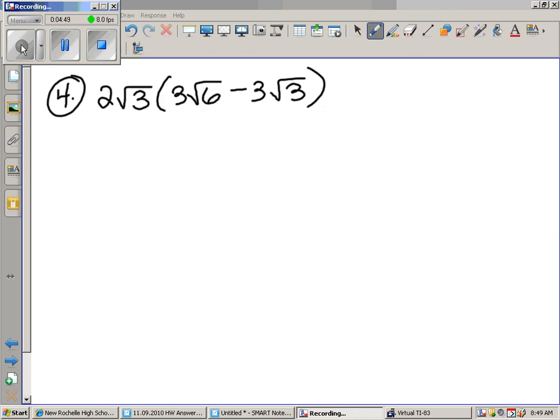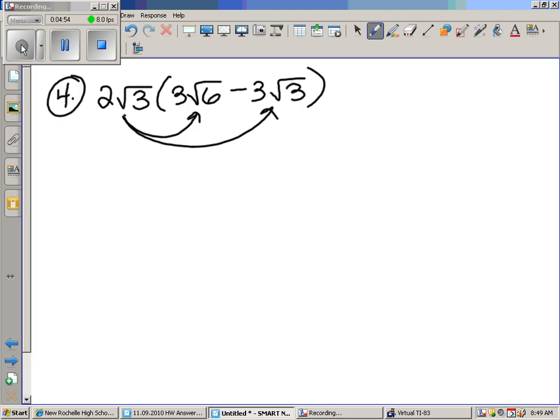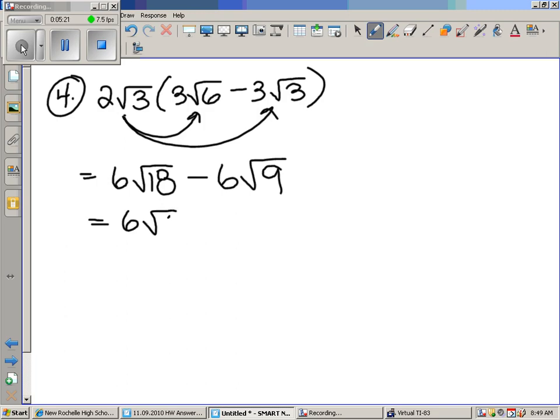Go back to recording. Yeah, problem number 4. Problem number 4 is all about distribution. 2 radical 3 times 3 radical 6 is what you do is you do 2 times 3 is 6. Radical 3 times radical 6, which is radical 18. In the second part, just distribute this bad boy back in. 2 radical 3 times negative 3 radical 3 is just negative 6 radical 9. And then all you got to do is simplify that, and we get 6 radical 9 radical 2 minus 6 times 3.